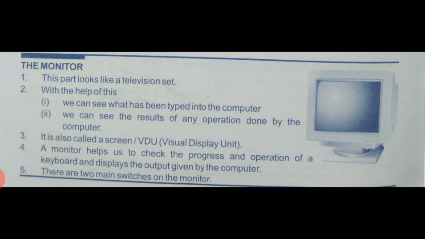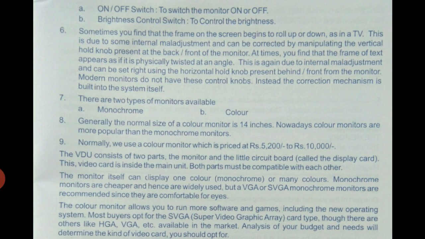And fifth, there are two main switches on the monitor. If you see the monitor, then you will see two switches. First one is the on off switch and second one is the brightness control switch. What is the use of the on off switch? We can use the on off switch to turn the monitor on and to turn the monitor off. And second, the brightness control switch is used to change the brightness of the monitor.